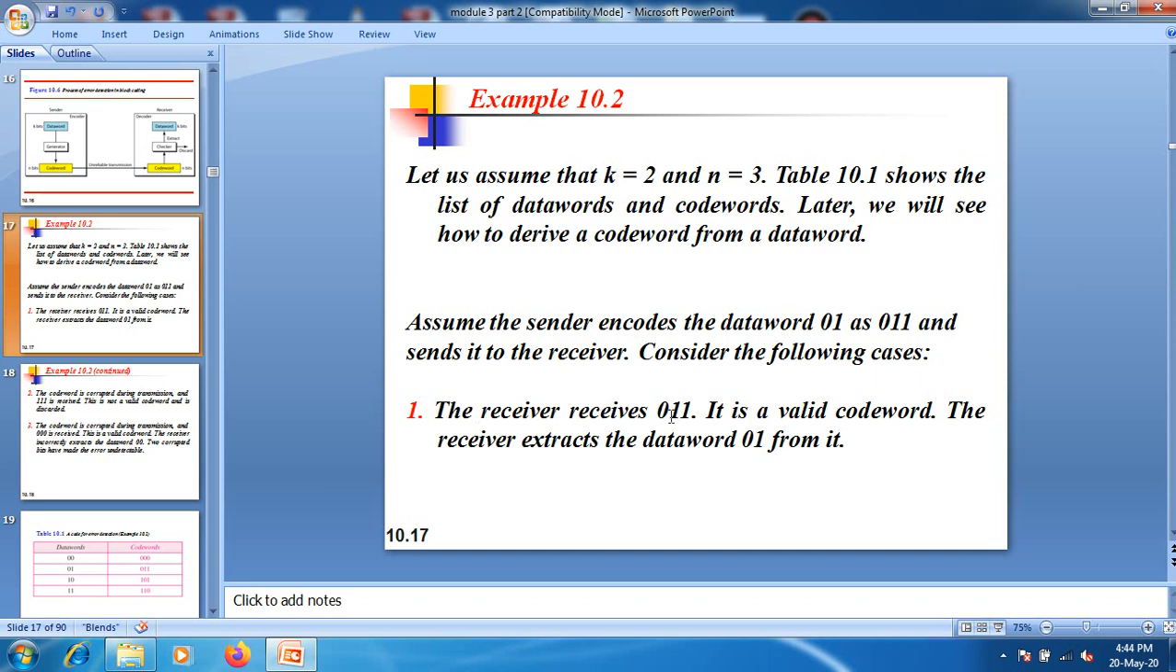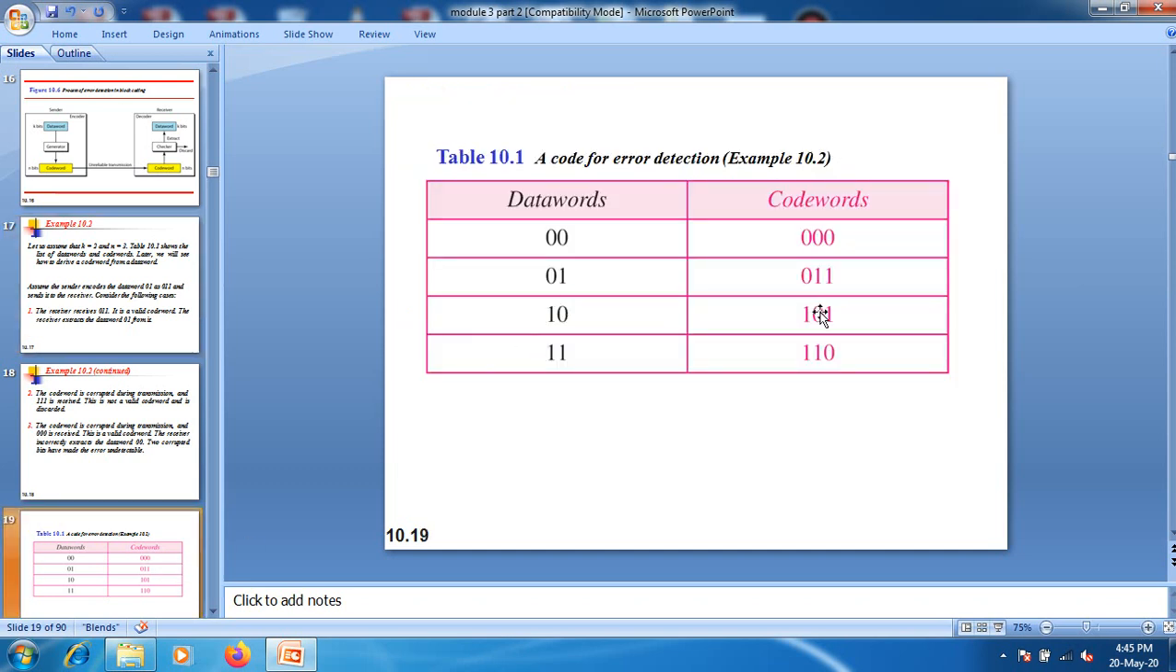Consider the receiver receives 011. Okay, the destination receives 011. The receiver simply checks that received information with these code words. That is how we are detecting errors with this particular approach. We have already defined the rules: the sender and the receiver must have a list of valid code words. The second one, the transmitted code word must become invalid. Then only is it possible to detect the error here.